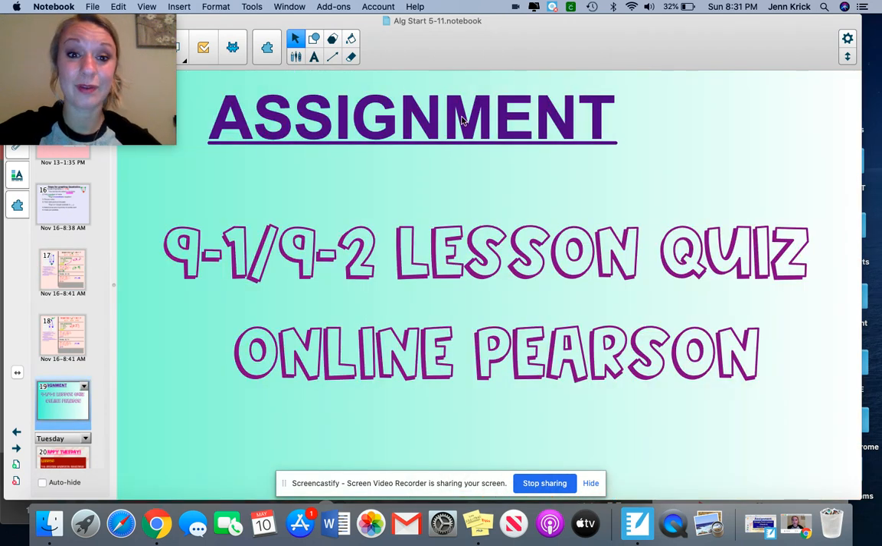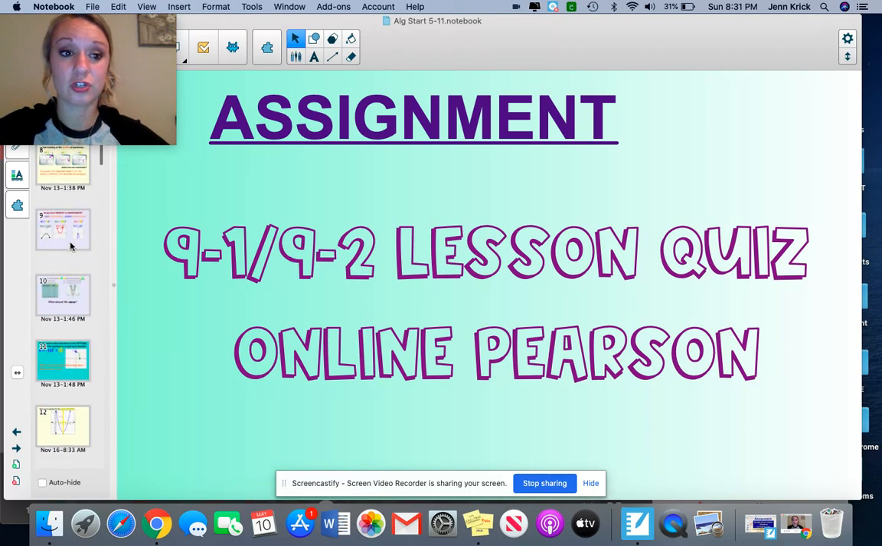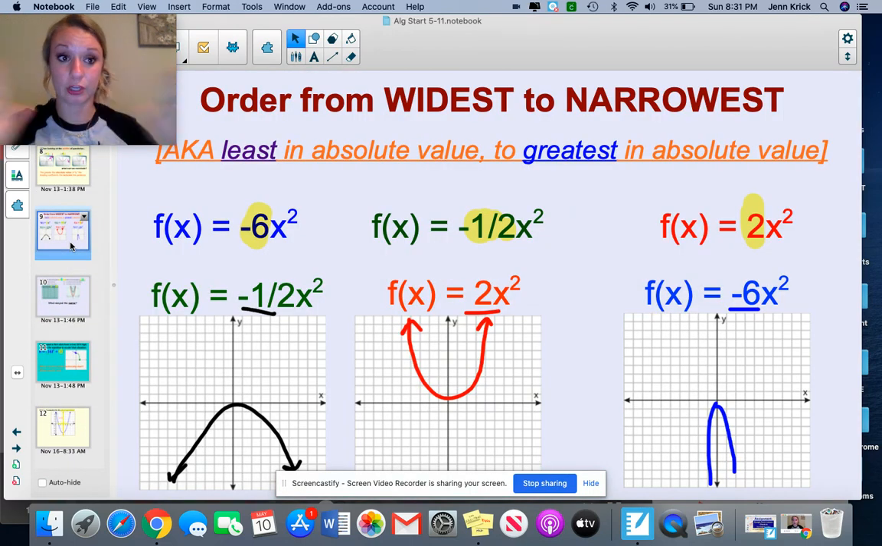Tomorrow is going to be one of my favorite lessons of algebra, so I'm very excited. But your assignment for today is 9192 Lesson Quiz Online Pearson. I want you to pay very close attention when you're doing problems like this, when you're ordering your parabolas. Okay, so you might want to take a quick picture to help you out.